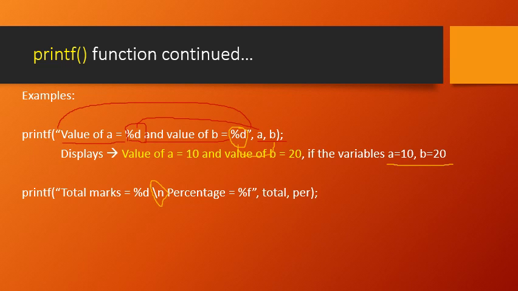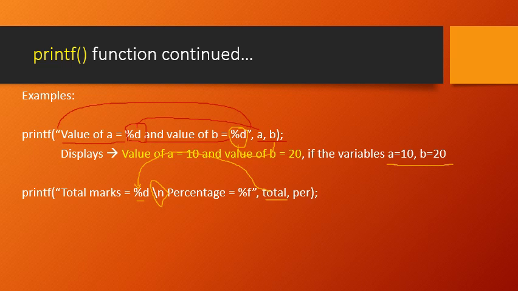Total marks equal to %d. This %d means what? Integer variable. It is the format specifier for the integer variable. This is the first occurrence, so the first variable will be substituted. That is, whatever the value of total is, that total will get substituted over here. Since it is an integer, how can I identify? It is a %d. %d means this total is an integer data type.